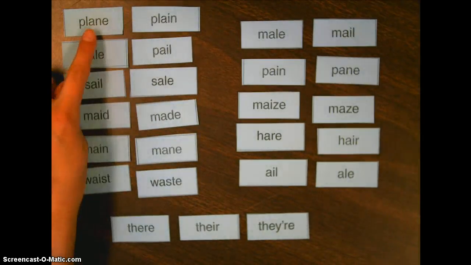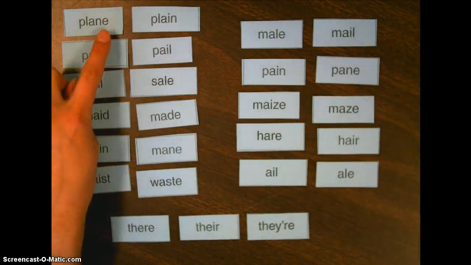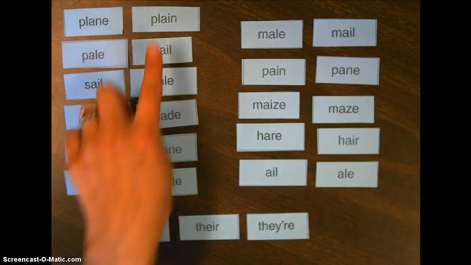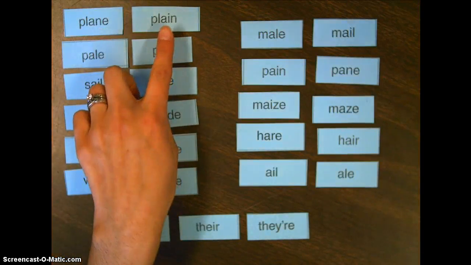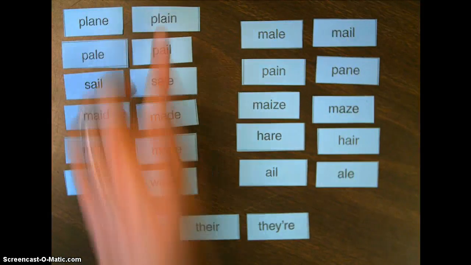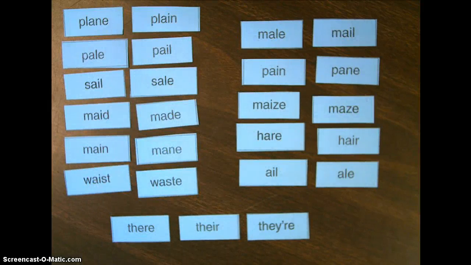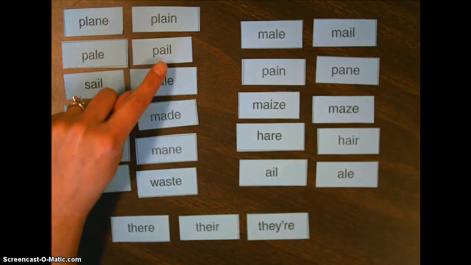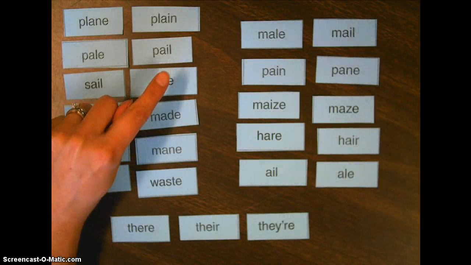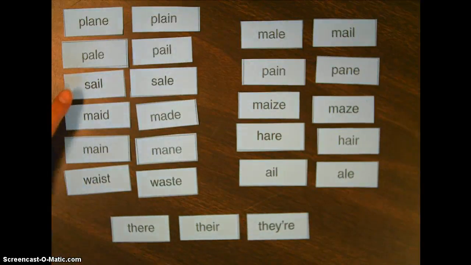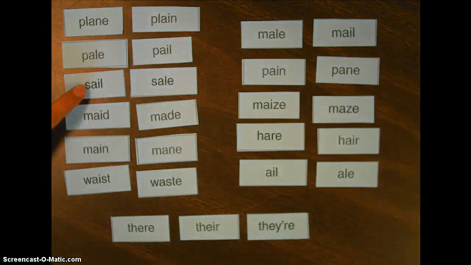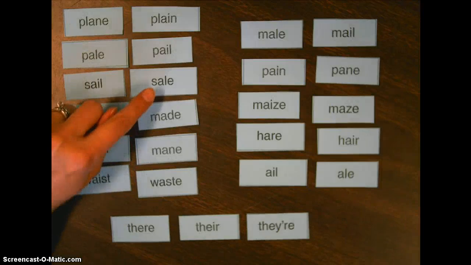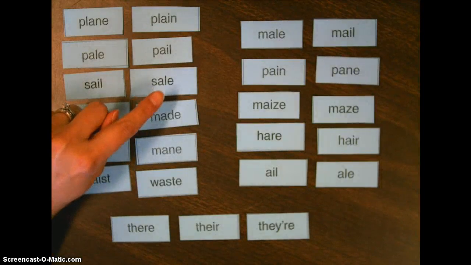I see an A with an E at the end that makes a long A sound in plane, and then AI in this plane makes a long A sound. Let's see if those patterns are the same in some of the other words. Pale. I see the A E pattern that makes a long A sound. And then here I see an AI. What about sail? This sail has an AI pattern. And this one has the AE pattern to make that A sound long.